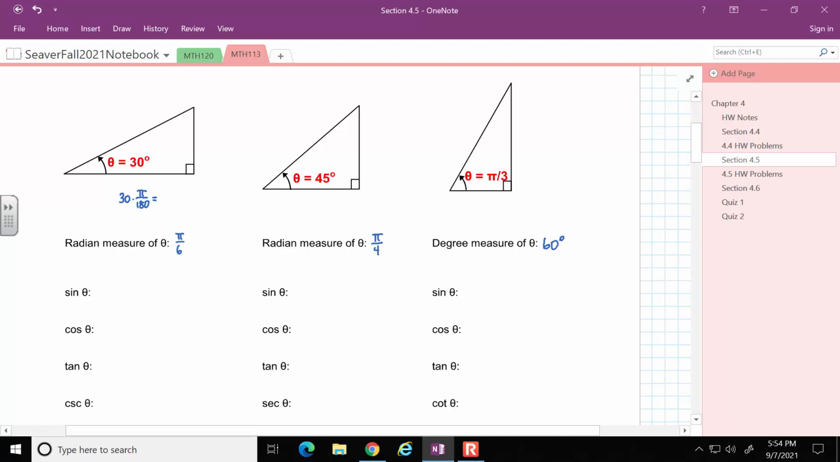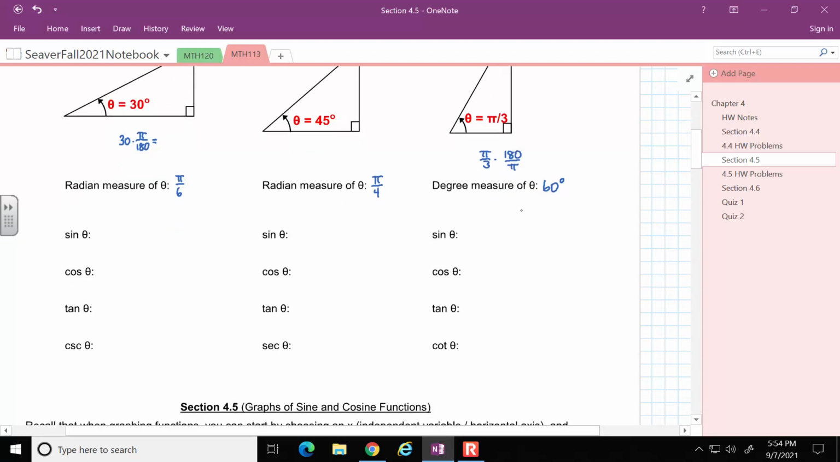So those are our really 30, 60, 90, and 45, 45, 90. Those are our common triangles that hopefully we know, or are getting to where we know. And again, this is the same thing. You're saying pi over 3. In this case, you're saying times 180 over pi. So the pi terms cancel. 3 goes into 180, etc.